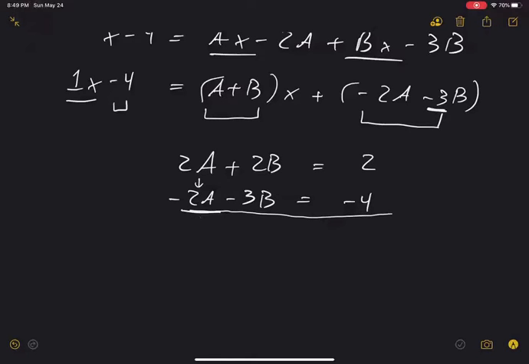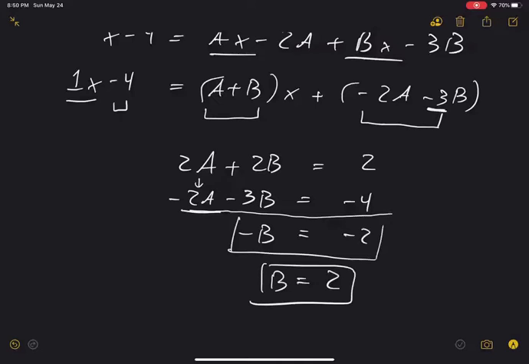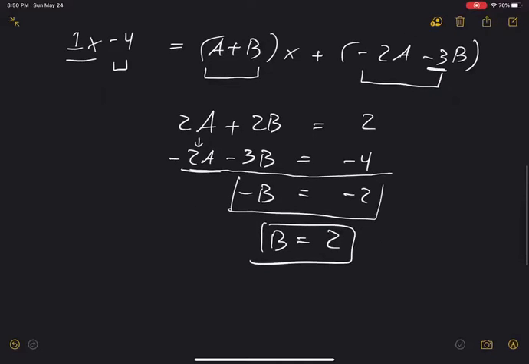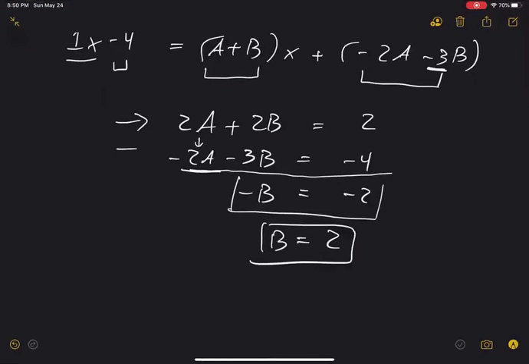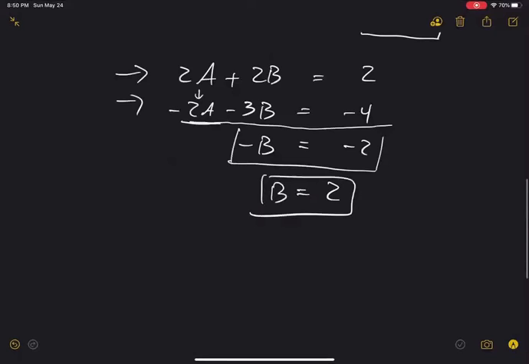If I add 2b to negative 3b, I get negative b. If I add 2 to negative 4, I get negative 2. So negative b equals negative 2. In other words, b equals 2. All right. Once I have b equals 2, I can take that value of b and plug it into either one of these equations. Okay. So let's plug it into the top one.